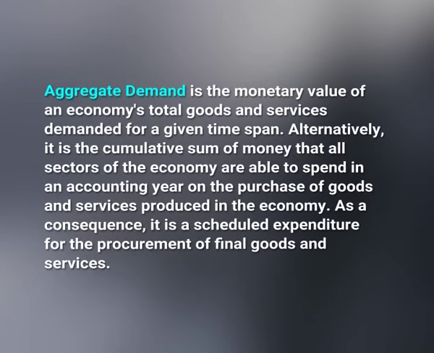The state of equilibrium is commonly suggested in terms of aggregate demand AD and aggregate supply AS. According to Keynesian theory, aggregate demand is the monetary value of an economy's total goods and services demanded for a given time span. Alternatively, it is the cumulative sum of money that all sectors of the economy are able to spend in an accounting year on the purchase of goods and services produced in the economy. As a consequence, it is a scheduled expenditure for the procurement of final goods and services.